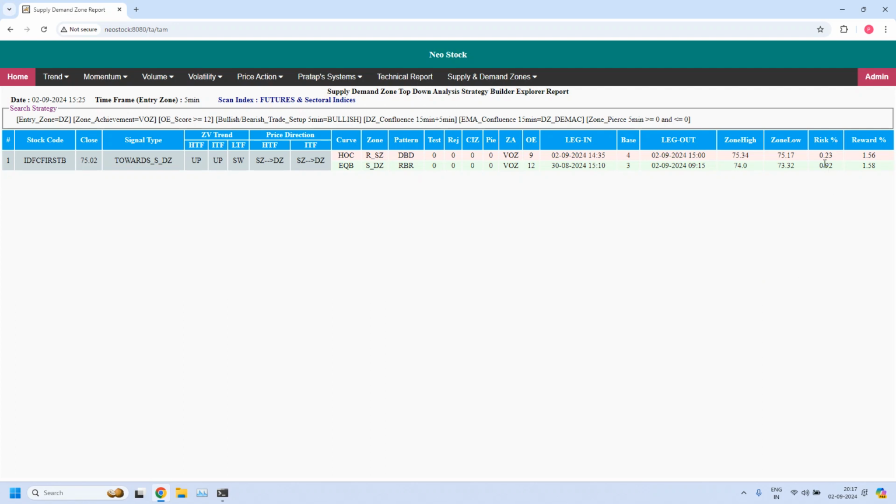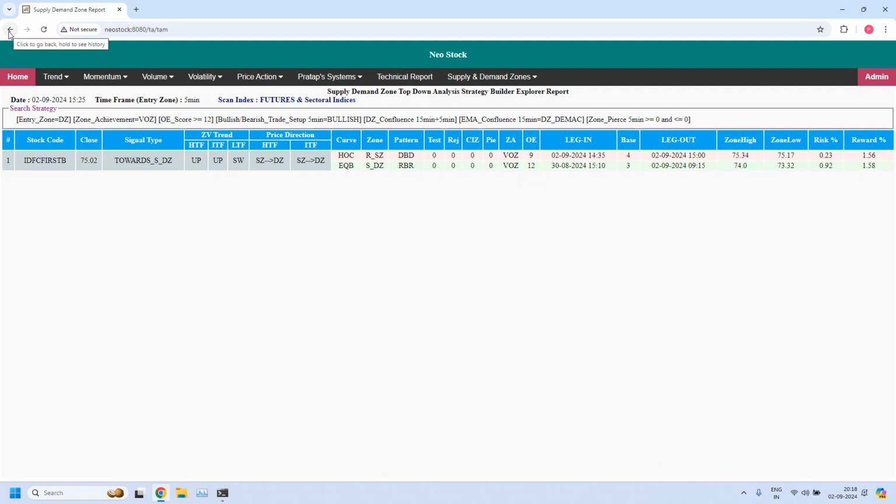If you can go to the type 2 proximal and get a good RR, you can plan a trade, because this is the type 1 risk. I am always calculating the maximum risk, type 1. You can take a type 2 entry, risk will be minimized, and you get a better reward. That way we can plan the trade.